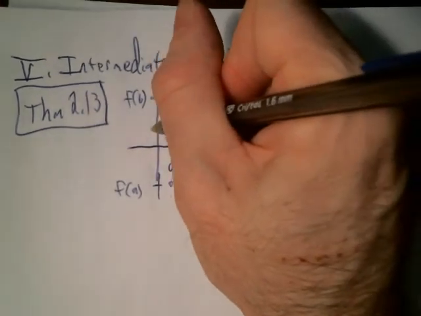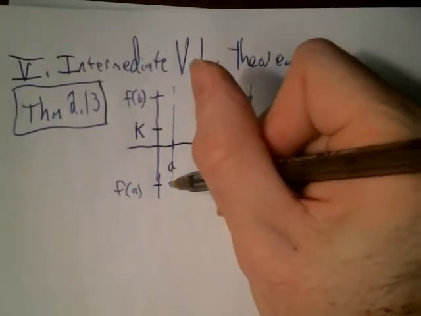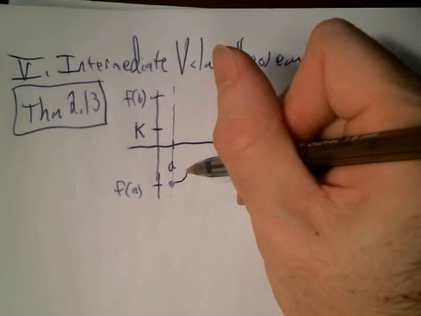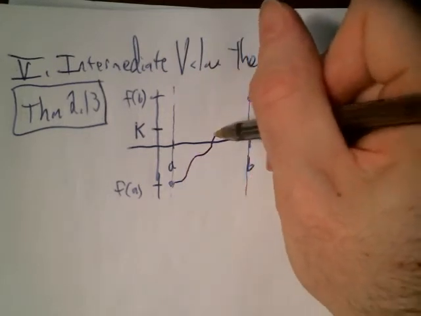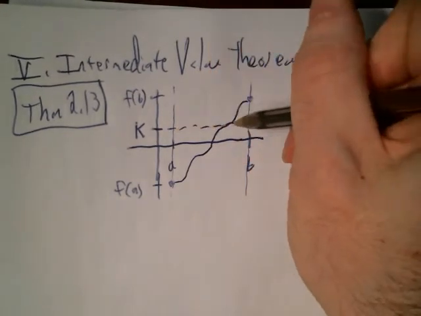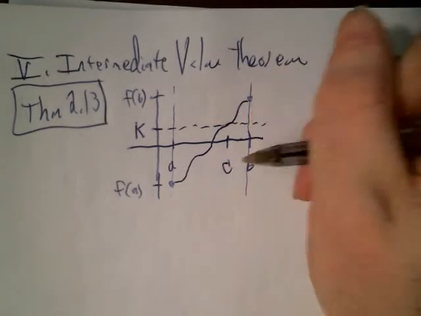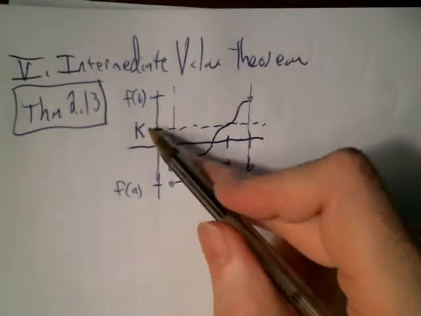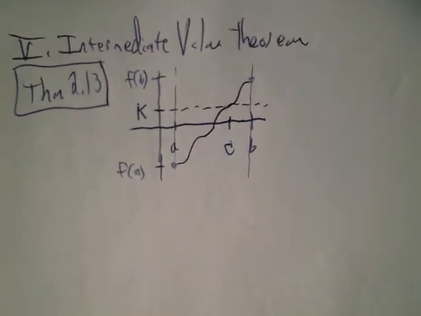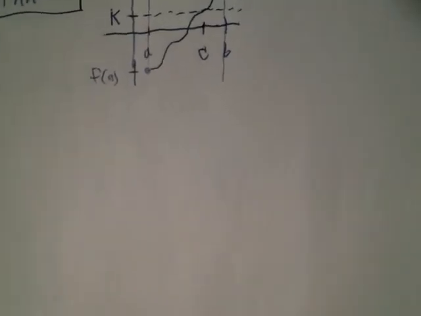Okay, so for example, if I'm going from f of a to f of b, and there's this k value in between them, it will definitely have to cut through this k value in order to get there. In particular, there'll be a value c such that f of c is equal to this k. It's a silly thing, but it's important nonetheless.